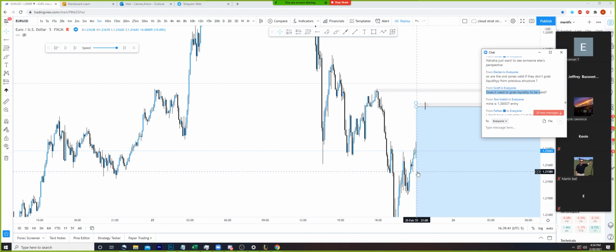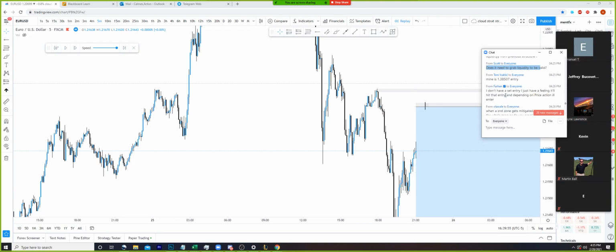So usually, whenever you see any down or up candle, supply or demand zone being formed, even if it's large, if you zoom all the way in or even zoom out, you will see how it plays within price and liquidity manipulation. I don't have a set entry. I just have a feeling it'll hit that entry. I'll tell you, yeah, this is on GU.